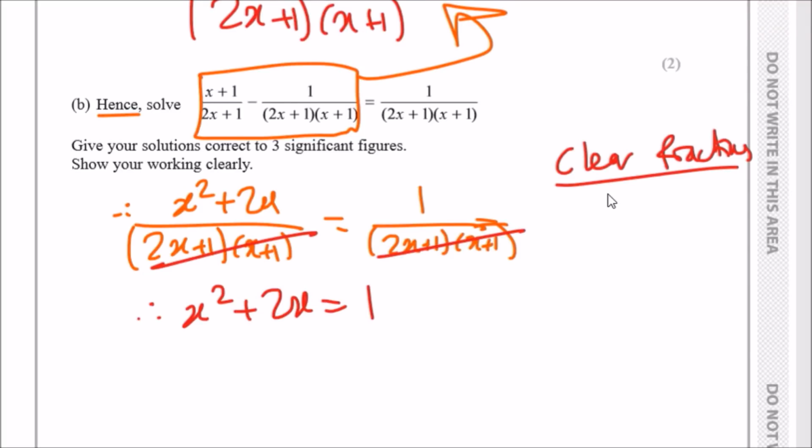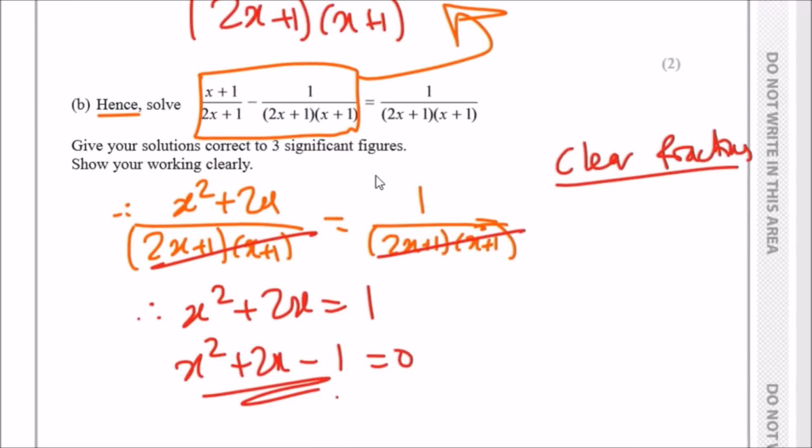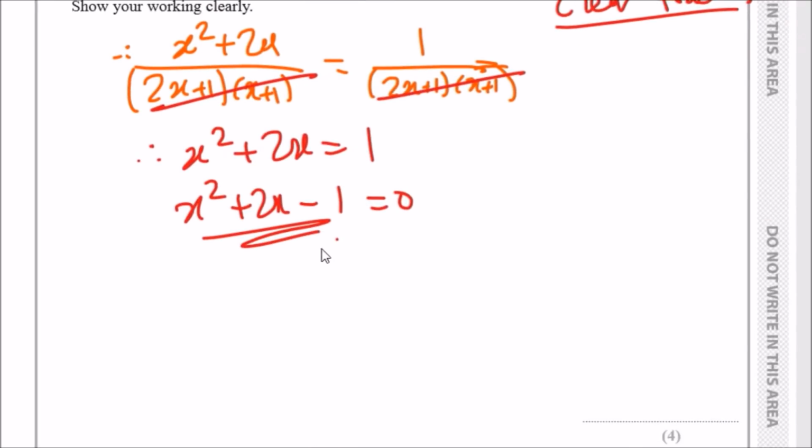Rearrange this into the standard quadratic form. So x squared plus 2x minus 1 equals 0. And voila, practically done. And the good thing about this one, I think we actually opened it earlier. Now we didn't. So now we just factorize this one.